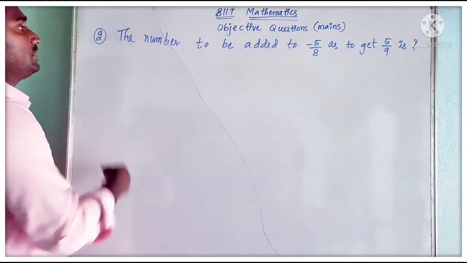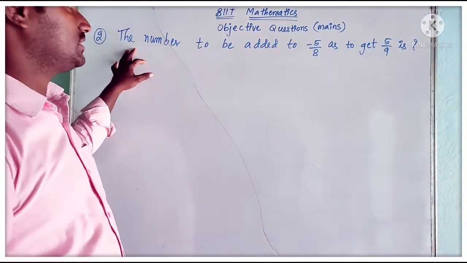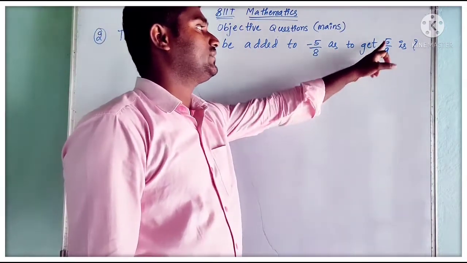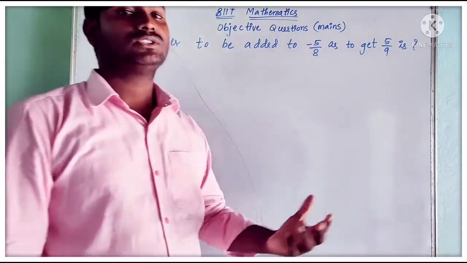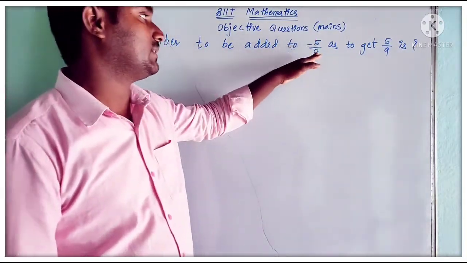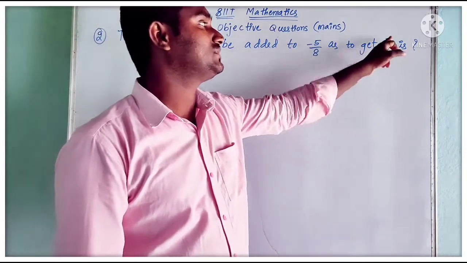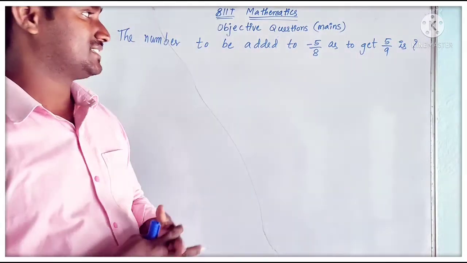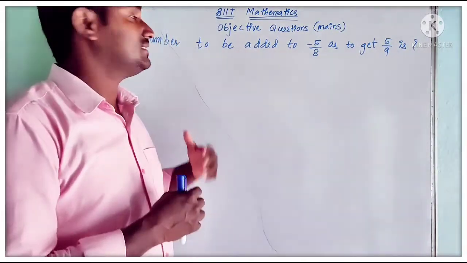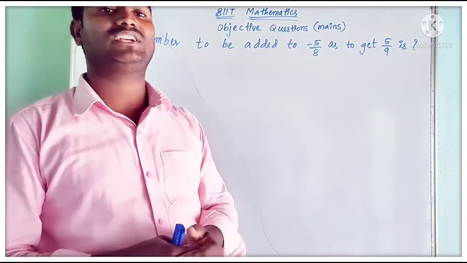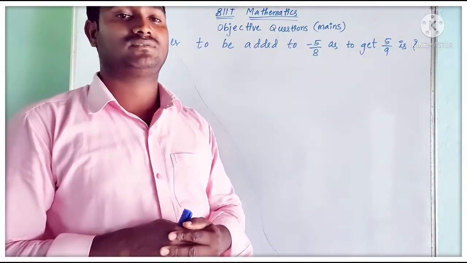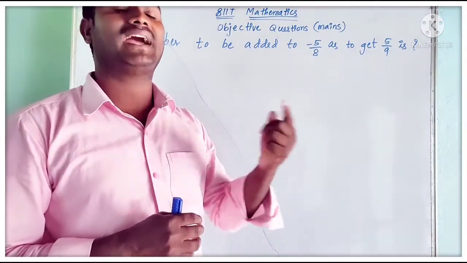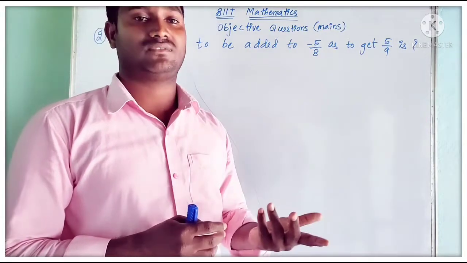Now I am discussing with you the second question. The number to be added to minus 5 by 8 so as to get 5 by 9 is. Which number, if you add it to minus 5 by 8, gives the sum as 5 by 9? Suppose I ask, which number if you add it to 6 will give 10? We can say simply 4. The 4 to be added to 6 so as to get 10.